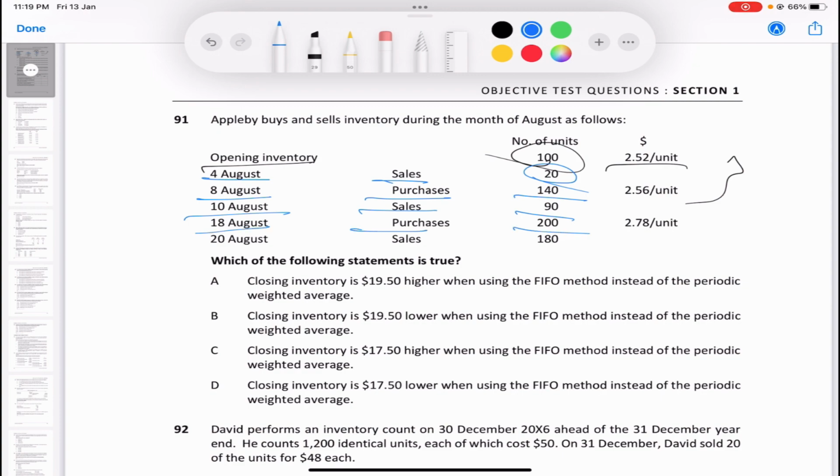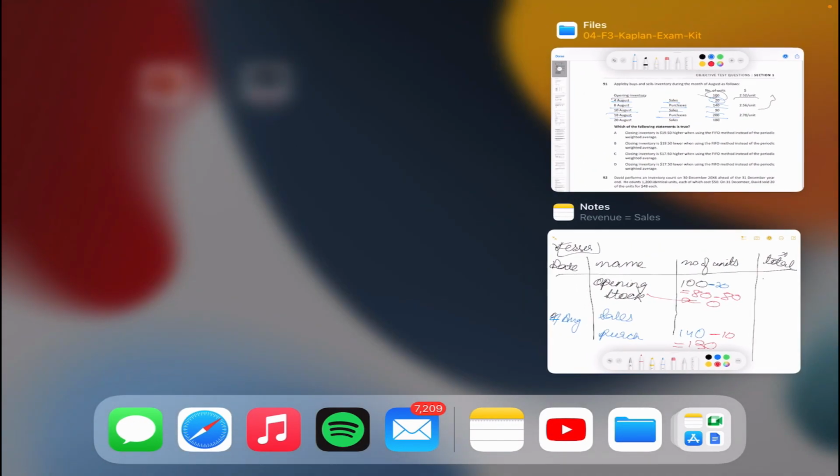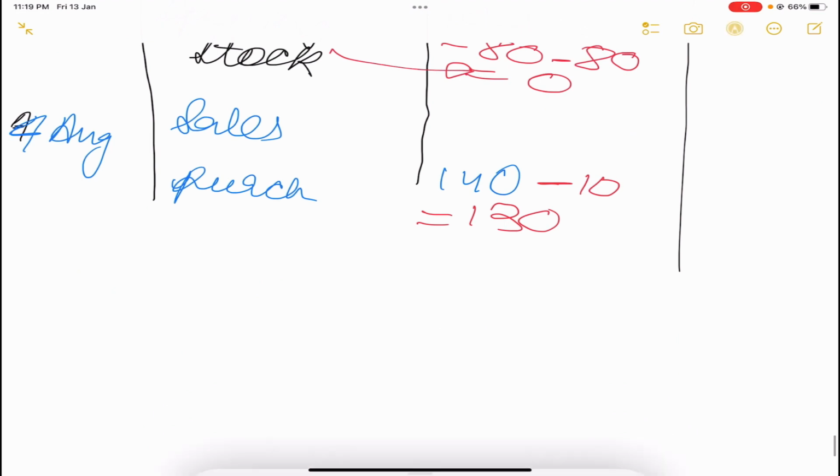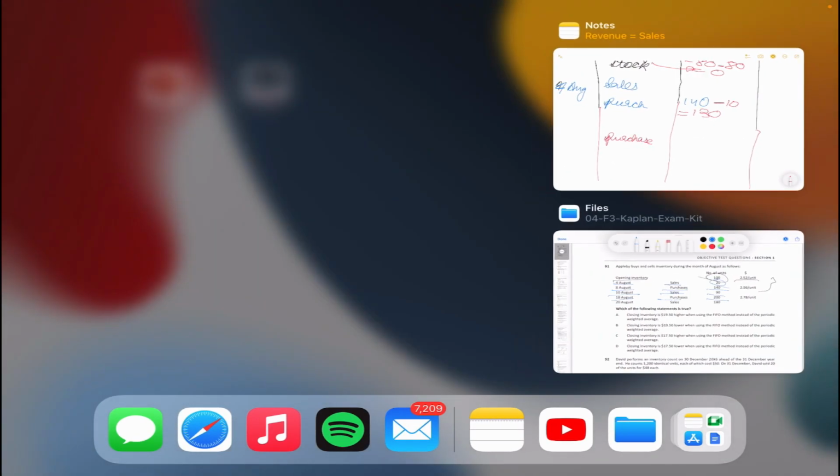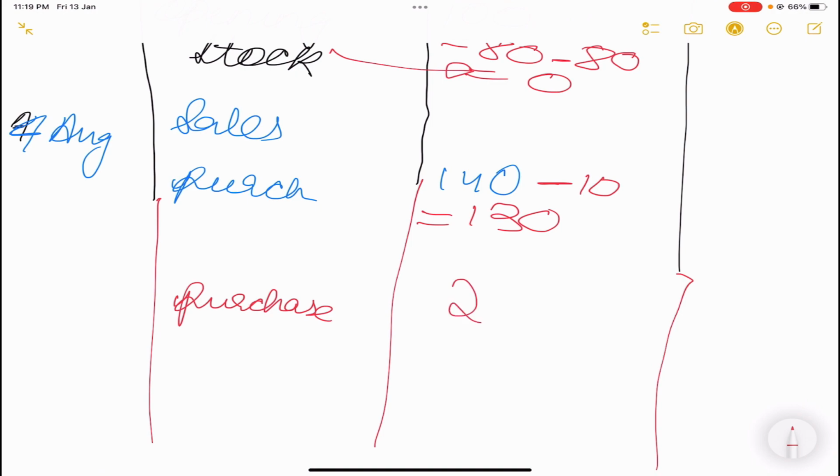On 18th August, there has been a purchase of 200. Go back to the question and see, of 200. Fine then.